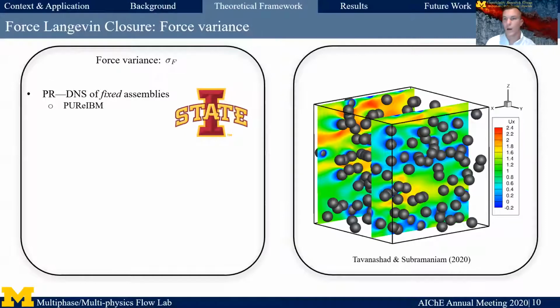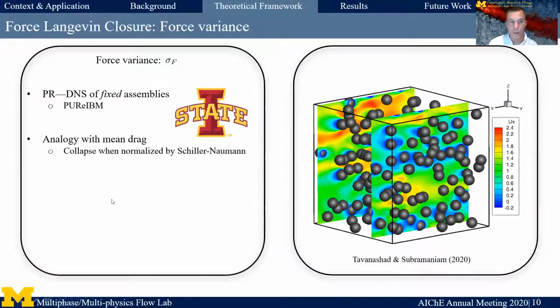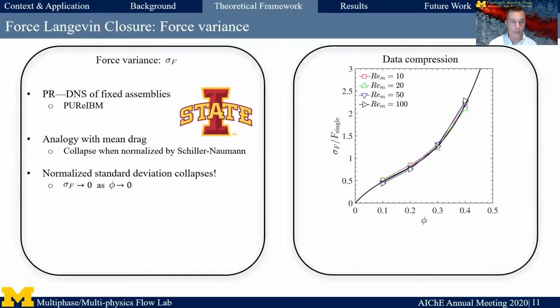So we also need our force standard deviation, and this is going to come from particle-resolved DNS data. Specifically, our collaborators at Iowa State have done some great work with their PIBM code, specifically looking at these fixed particle assemblies. Dr. Tavanashad and Professor Subramaniam really draw a nice analogy with what they've done for mean drag, which was shown to collapse when normalized by the drag on an isolated sphere. And what Dr. Tavanashad really does is show that we can do the same type of thing for the drag force standard deviation. And what we'll see is that over a range of Reynolds numbers and solids volume fraction, the normalized standard deviation by the drag on an isolated sphere collapses very nicely.